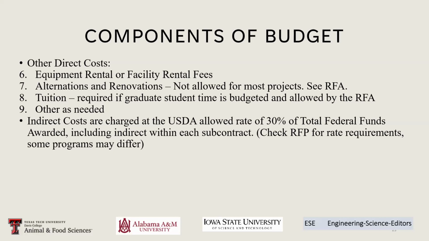We talked about honorariums might be in there, and there might be other things that you want to request that do not fall in these standard categories. And then we have the indirect costs that you need to include as part of your budget. Naomi, do you have anything additional you would add to the components of the budget?